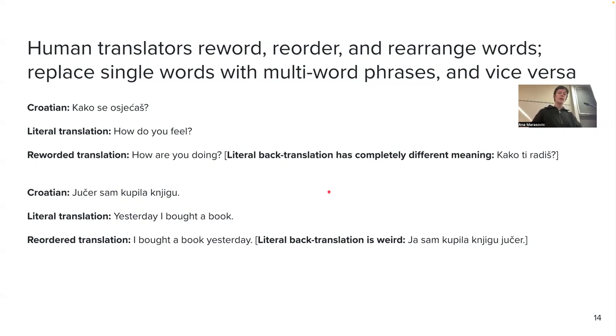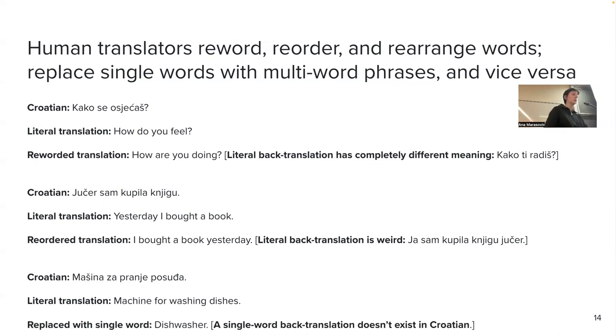If I back translate, "I bought a book yesterday" in Croatian, I would get "ja sam kupila knjigu jučer", which is really weird in Croatian because we don't really specify the pronoun "I". If I'm saying I bought something, I don't really say the pronoun; it sounds redundant in Croatian. And then we might have "mašina za pranje posuđa", which is literally "machine for washing dishes", which of course we say "dishwasher" in English, and the single word back translation doesn't exist in Croatian.